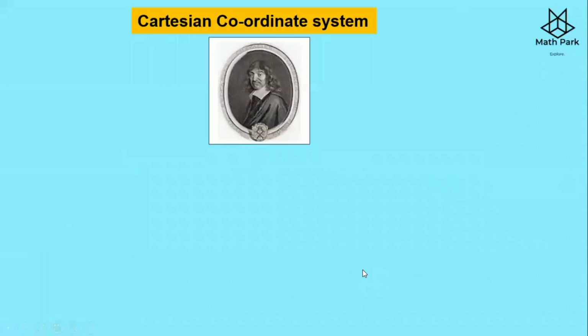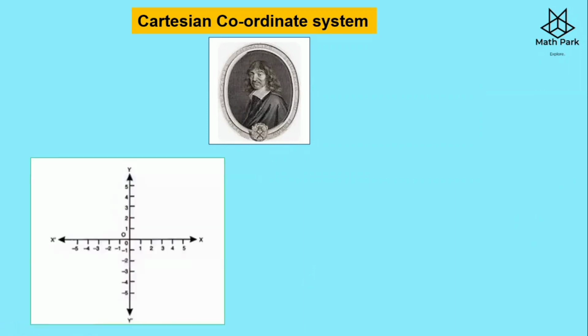So let's understand the concept. Who is this Cartesian? He was a mathematician. When he was sleeping and looking at the ceiling, he saw a spider moving in a definite pattern, and from that he discovered how to locate points. This coordinate system was discovered by René Descartes, which is why it is called the Cartesian coordinate system.